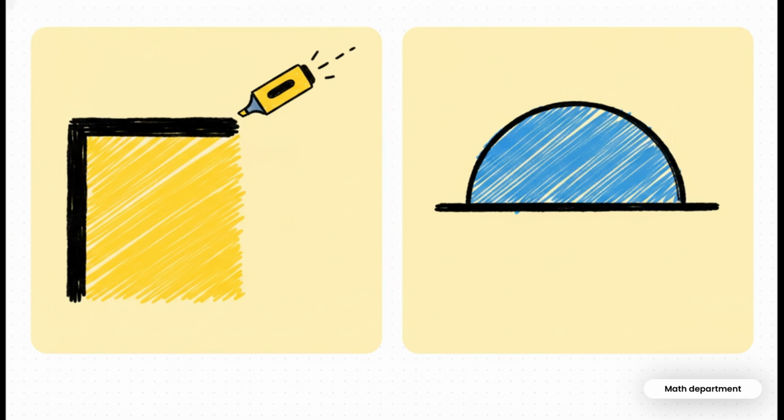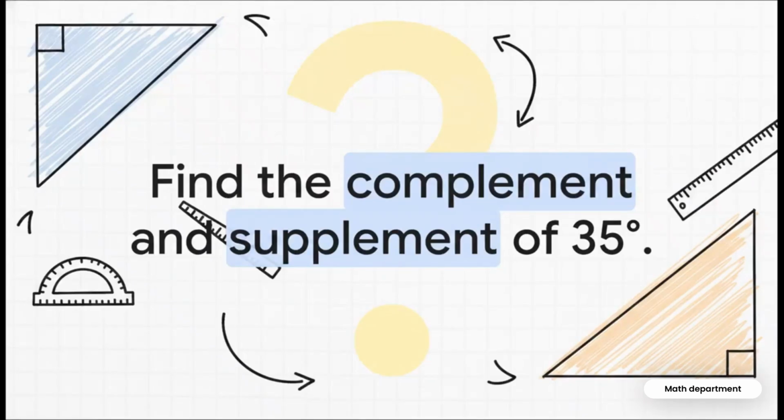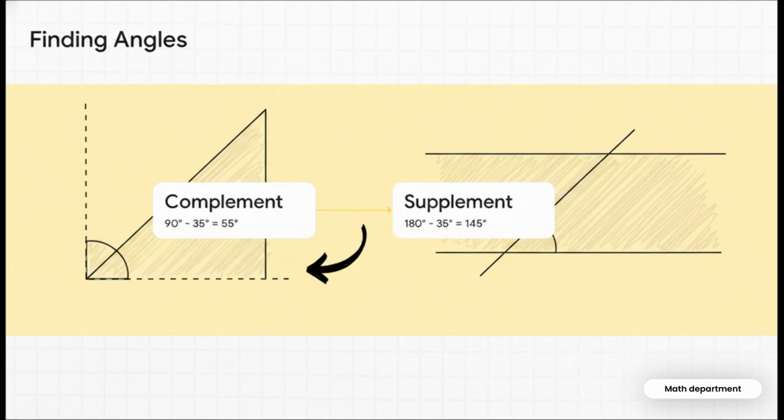Think of C for corner, a 90-degree right angle, and S for straight, a 180-degree flat line. Let's see a quick trick to help lock these baselines into your memory. Let's find both the complementary and supplementary angles for a single angle measuring 35 degrees. Watch how I set these up side by side.